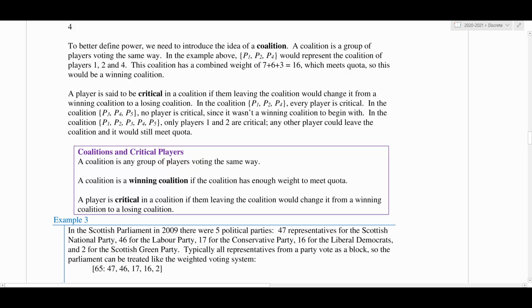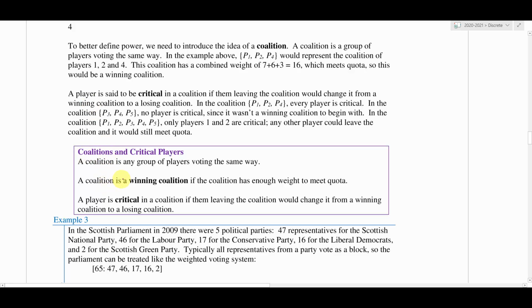So when I talk about these team ups or these alliances, like when player 1 and player 3 get together, or player 1, 2, and 3 get together, I'm describing coalitions because they are groups of players that have agreed to pass a measure. They're going to go ahead and vote the same way. All right, so that is a coalition.